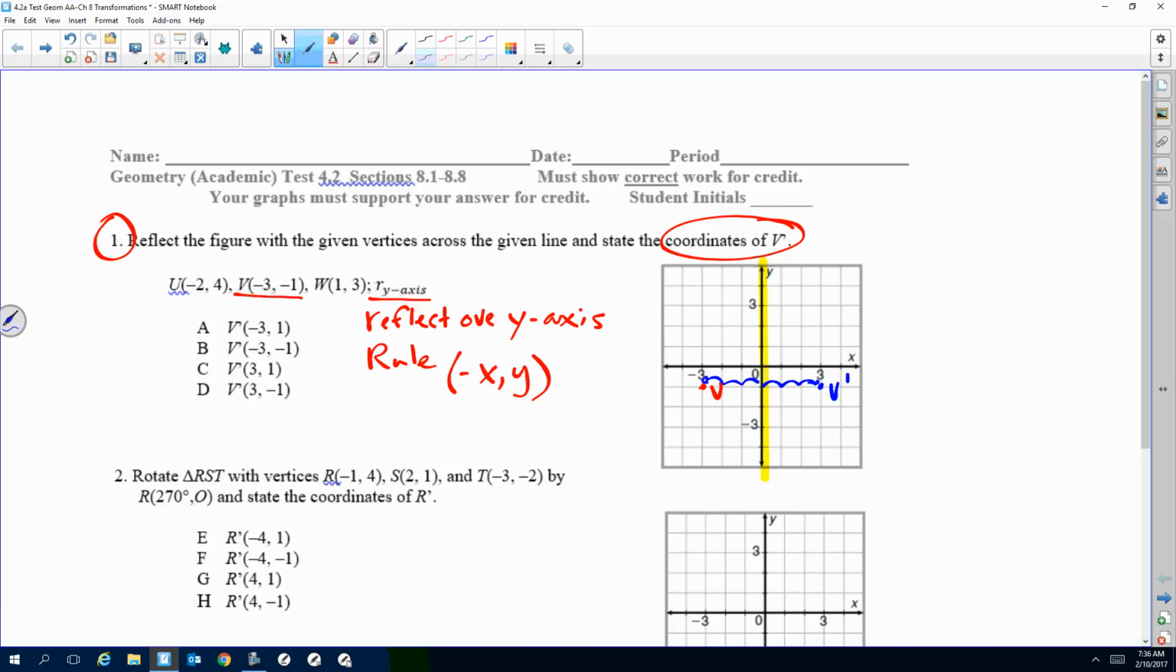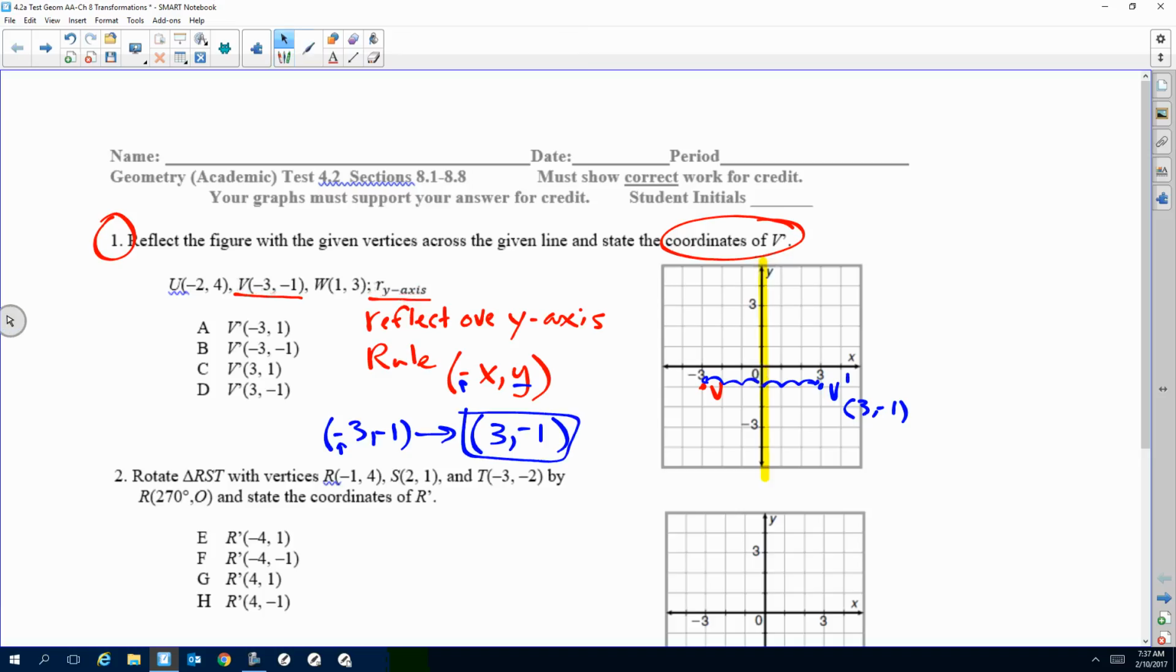V prime is at this coordinate, 3 comma -1, which basically is our rule when we had -3 comma -1. The rule says the x changes. Whatever the sign the x is, we're going to change it to the opposite. So that's a +3, and the y stays the same, -1. And that was our answer. So you're going to definitely see that. And like I said, I'm only going to address the reassessment questions, okay? And I might talk about a couple more.